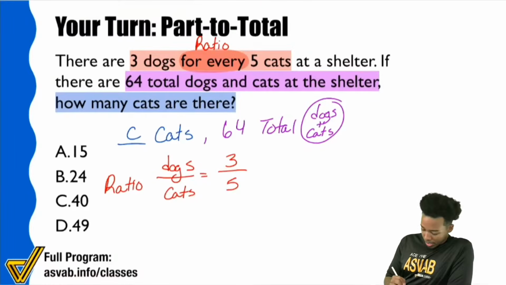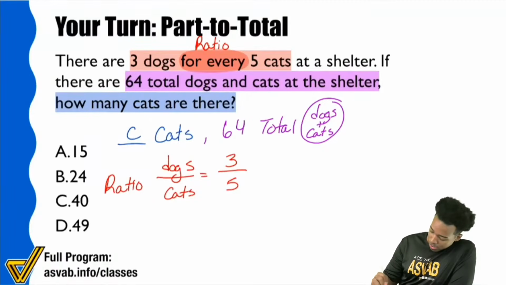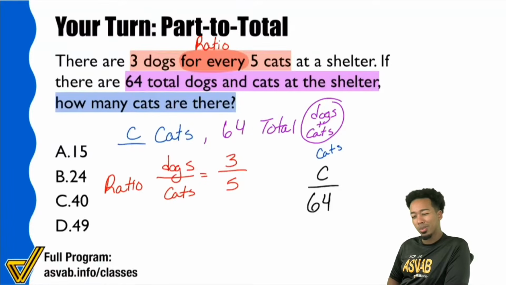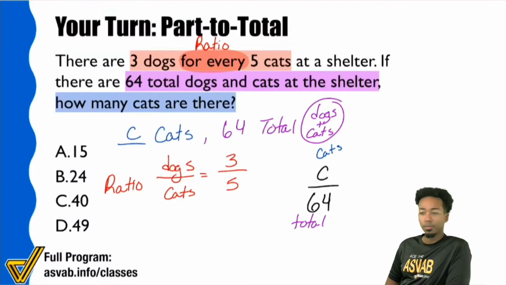Now, I'm going to base my first ratio off of this right here. I got C over 64. And remember that the C represents cats. And what does the 64 represent again, everybody? Krishan, my man, first in line there. Yep. Total. It represents total. Booyah. And so, boom, we got C over 64.